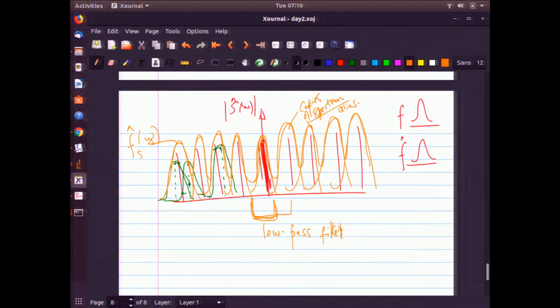Right? So what happens is, if the aliases are really wide, because my original function was very wide band, then the aliases will all contribute towards the signal here. Right?